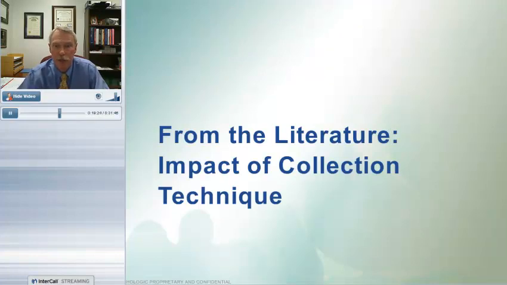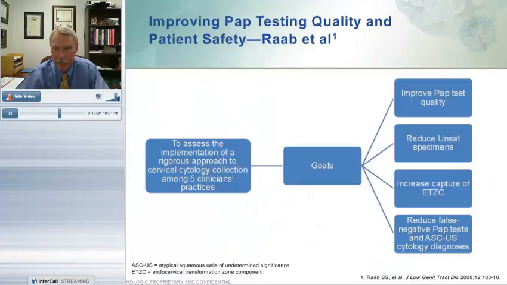From the literature, what is the impact of the collection technique? We're citing only one reference article in this particular webinar, and that is from Reb and others. This was a practice of 5 clinicians. They had a practice goal of improving their pap test quality, reducing their unsatisfactory specimen rate, and increasing the capture of the endocervical cells, and reducing their false negative pap results.